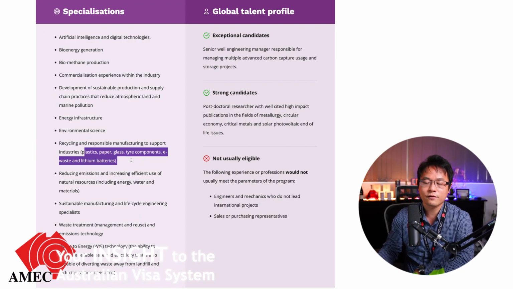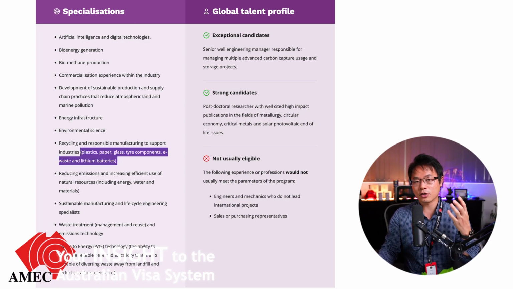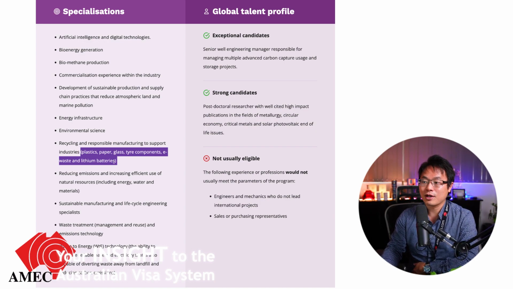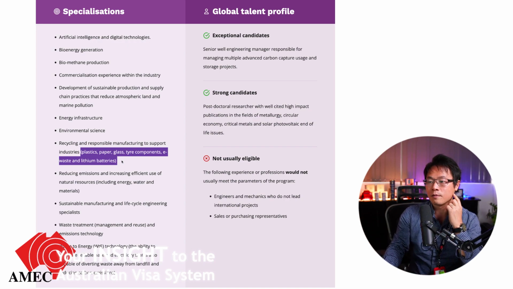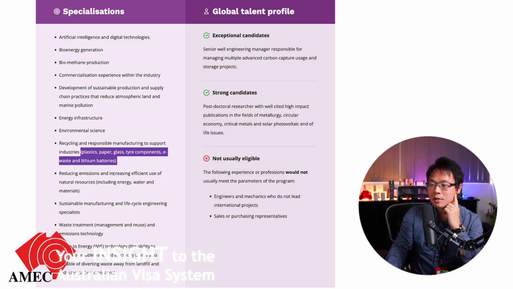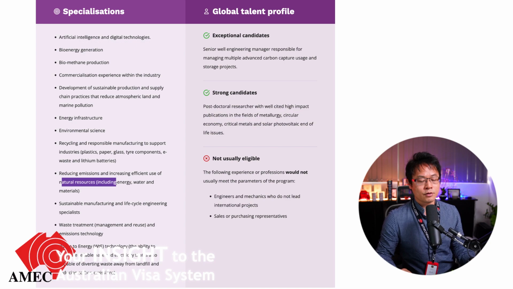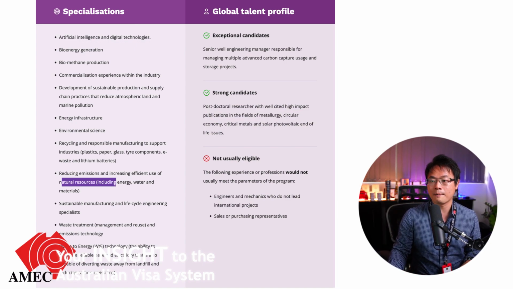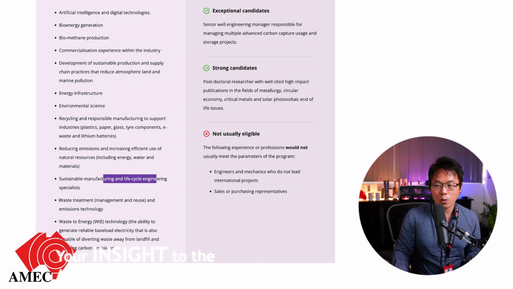That's all the generic stuff that we have learned since we were kids. But nowadays, the circular economy for recycling has expanded so far. For example, plastic can actually be turned into our clothes nowadays. Have you seen those things before? Okay, reduce emissions, increasing efficiency of use of natural resources, and again, that's a new thing. How do we store the energy? How do we store it in a battery? Sustainable manufacturing and life cycle and engineering specialist.